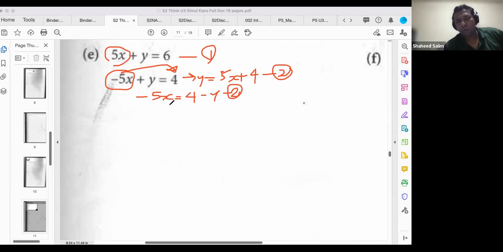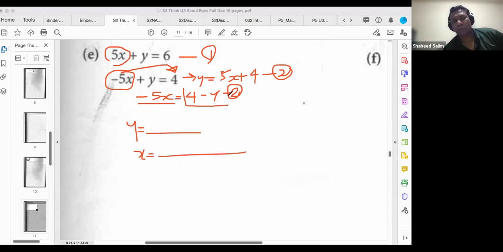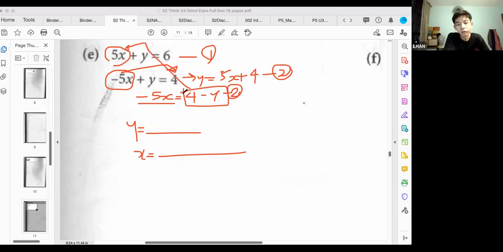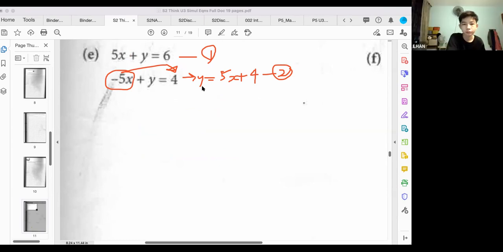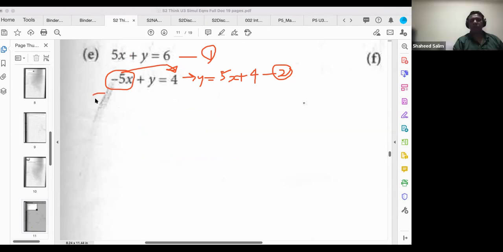So that's why you must have Y equals something or X equals something. If you put negative 5X, you cannot put this value inside here. Also, I changed the Y, can or not? Yeah. So now this is 2. So we substitute 2 into 1.